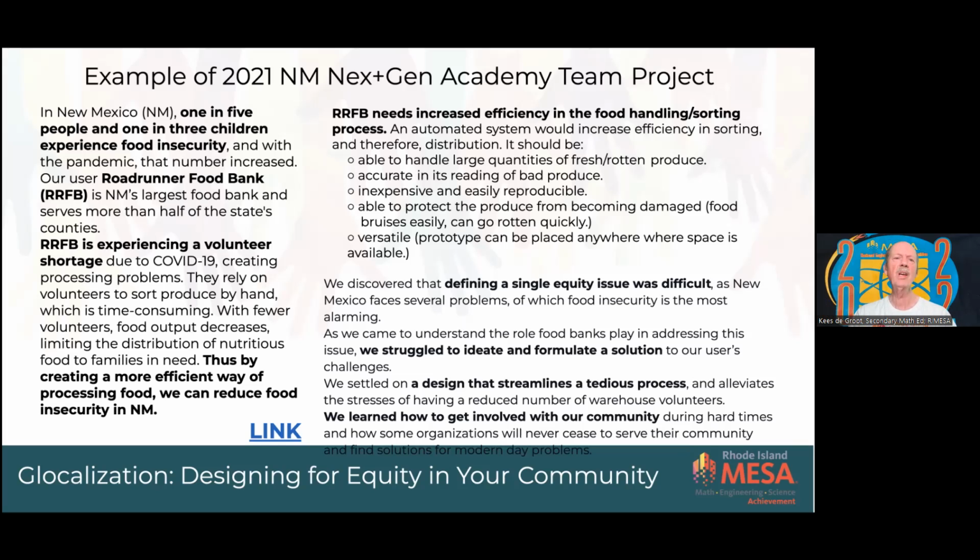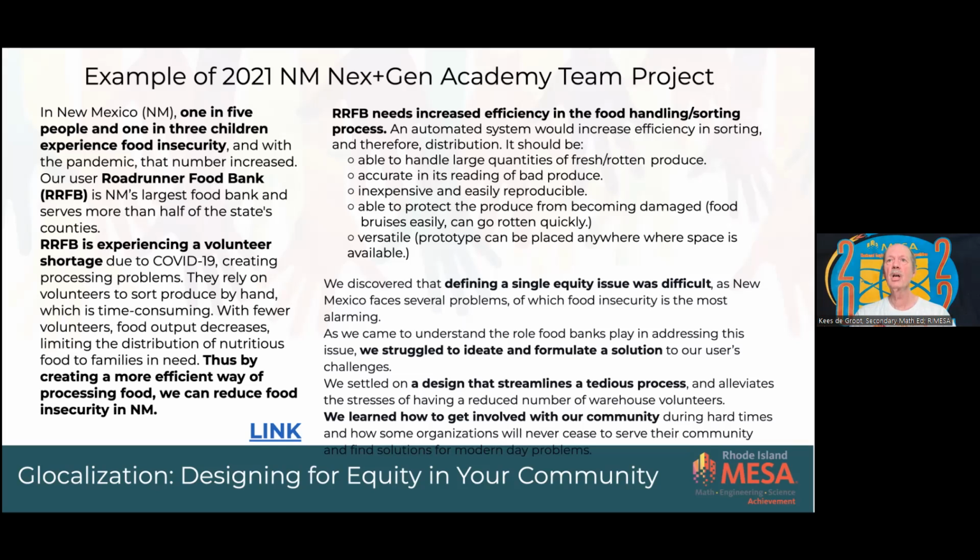Students, what we have learned from other states' experiences is that students tend to think way too big, and they have difficulty narrowing their thinking down to an achievable goal and building a prototype for that. So that is definitely where they need some support and coaching. As they came to understand the role of food banks, they struggled to ideate and formulate a solution.